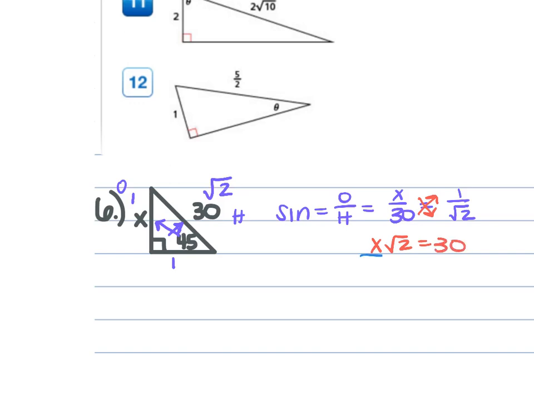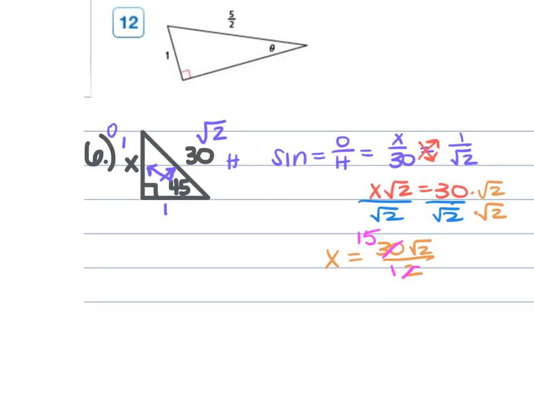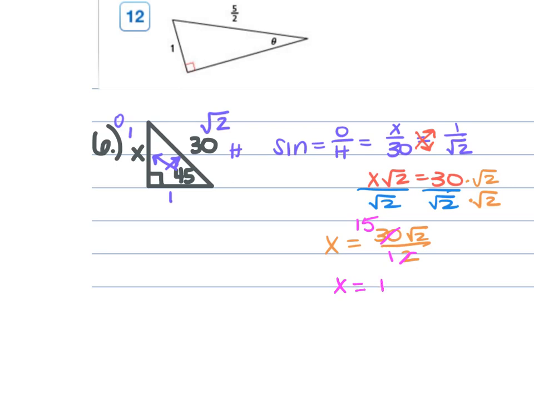Then we divide each side by the square root of 2. We rationalize that denominator, so we multiply top and bottom by the square root of 2 to give us that x is equal to 30 square root 2 over 2. And then we simplify: that 30 will turn into a 15, the 2 turns into a 1, so x is equal to 15 square root 2.